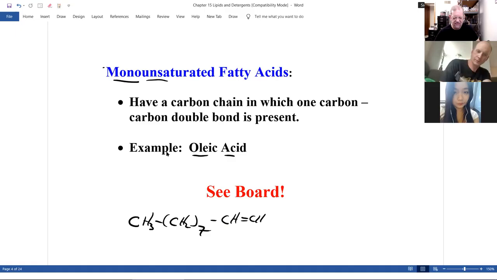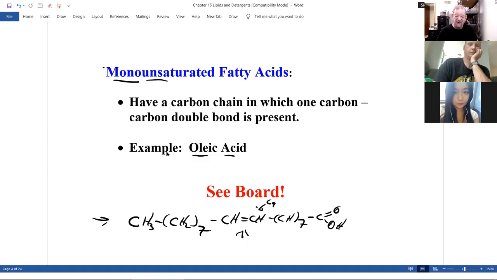The one monounsaturated fatty acid you should know is oleic acid. And the structure of oleic acid is this. Like stearic acid, it also has 18 carbons. It's a carboxylic acid, but at C9, you have a double bond. And this can be cis or trans.